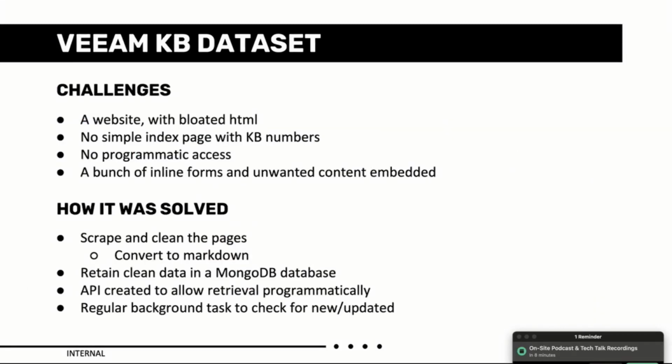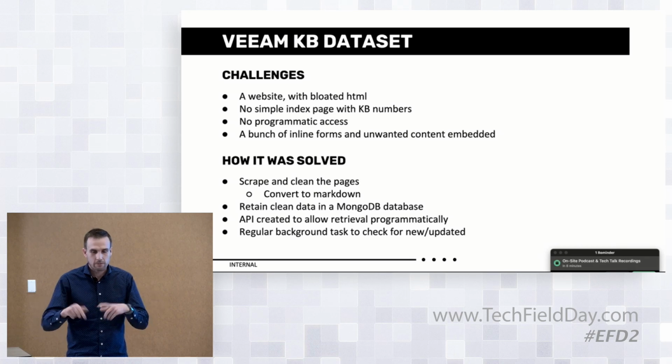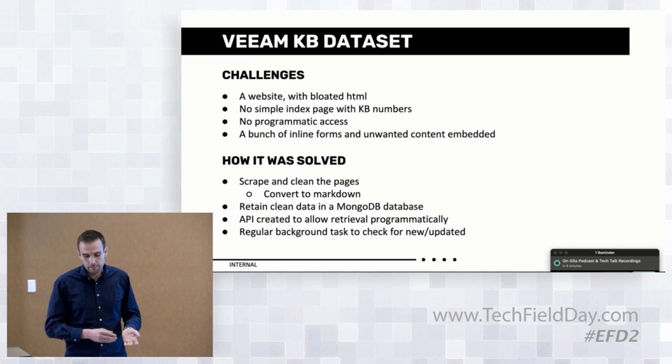So the data set itself, obviously, it had some challenges. The Veeam KB articles, they look great, very consumable on the internet, but there's a lot of other embedded forms and messy data that we don't necessarily want to put into our prompting because that's an additional cost. The more tokens we're passing into OpenAI, the higher the cost it's going to be. Plus, we don't want it to get distracted with information that it doesn't need to know about.